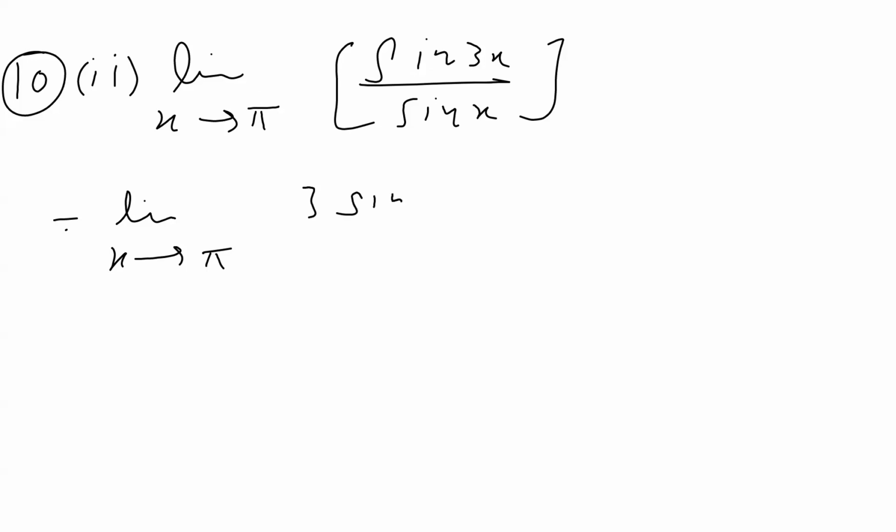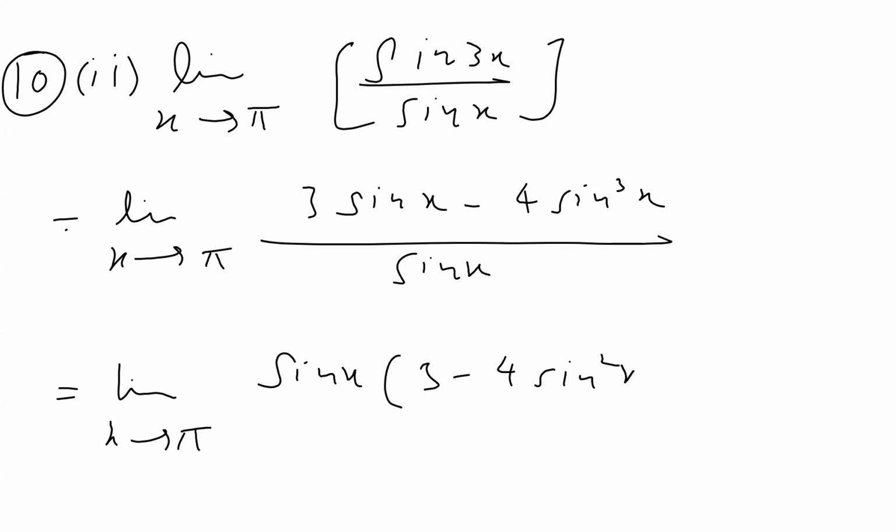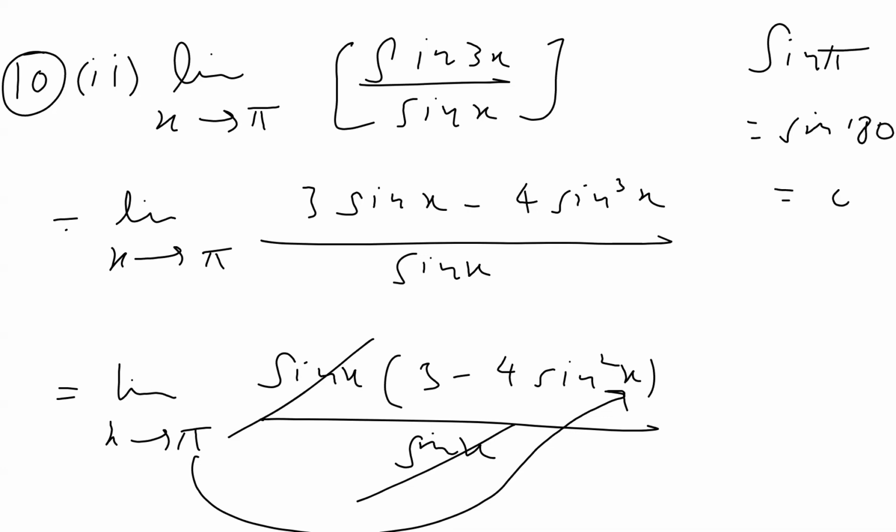So (3 sine x minus 4 sine cube x) upon sine x. Take sine x common: 3 minus 4 sine square x. Sine x gone, now there is no denominator. Put the value of x as pi. Sine pi is equal to sine 180, and sine 180 is 0. So 3 minus 4 into 0 the whole square, which is equal to 3. So no formula, nothing. Only one simple formula of triple angle helped us over here.